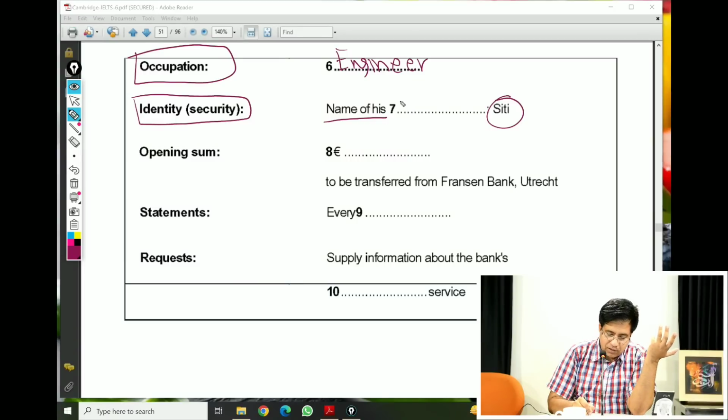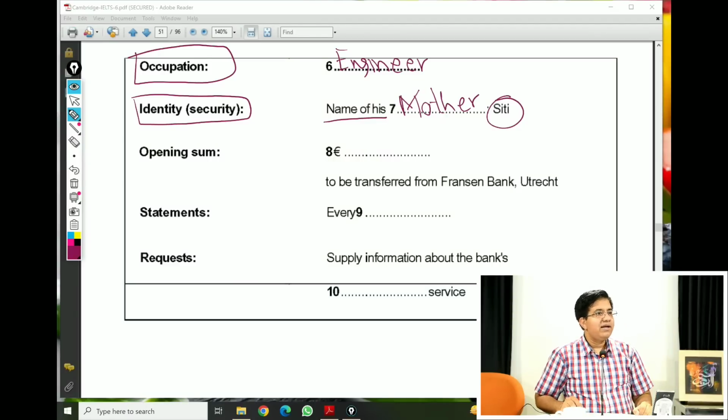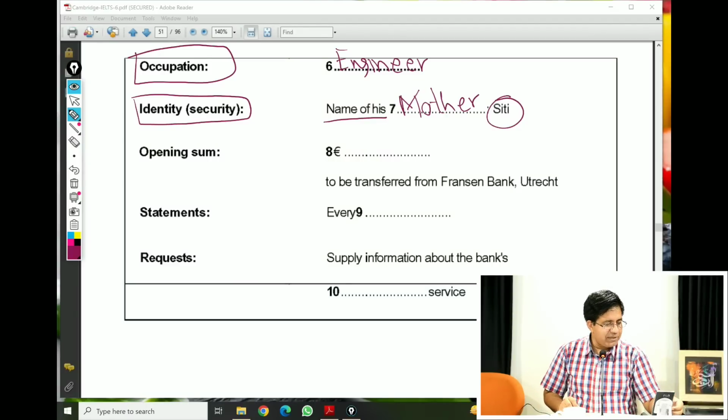Wife is mother also, but actually, at the moment, he's talking about mother.